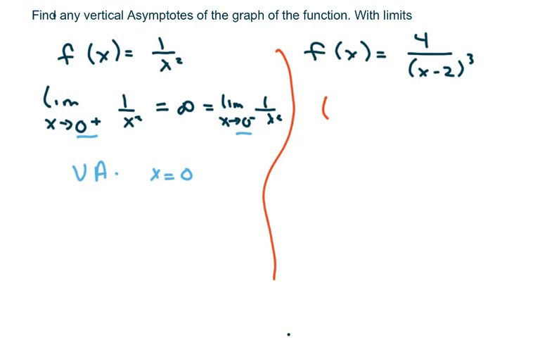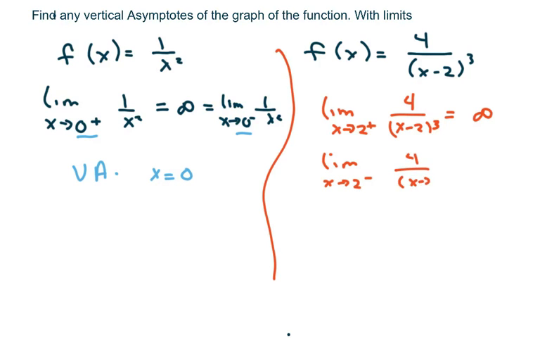Same thing here on this one. I'm going to take the limit as x approaches 2, because that's what makes the denominator 0, from the right. That equals infinity. And also x approaches 2 from the left. Therefore, x equals 2 is a vertical asymptote.